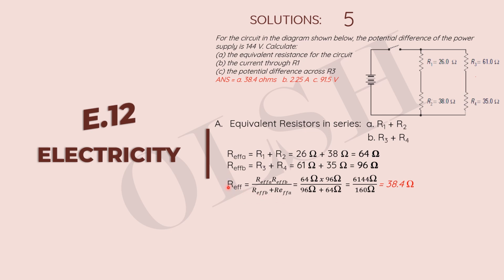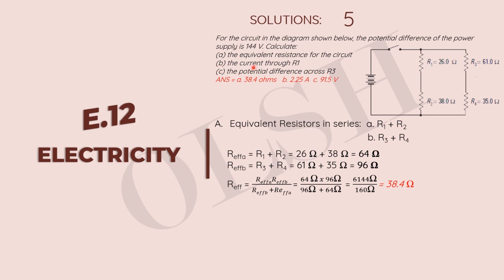So we have R_EFF equal to R effective A times R effective B all over R effective B plus R effective A. So this gives us 64 times 96 divided by 96 plus 64. Okay, so we get 6144 divided by 160 ohms. And this would give us 38.4 ohms as the equivalent resistance of this network of resistors.